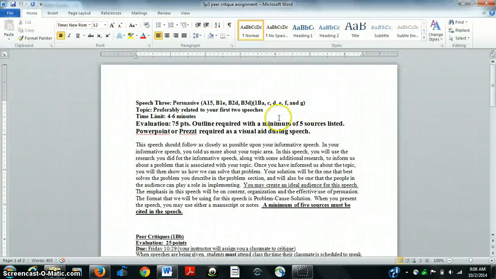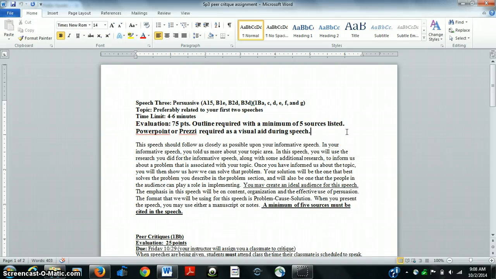The first thing I want to show you here is you've got 4 to 6 minutes on this one. So a minimum of 4, a maximum of 6. This particular speech is worth 75 points. And then as I said in class, the outline is required, just as it was with the informational speech. And you need to have a minimum of 5 sources listed.